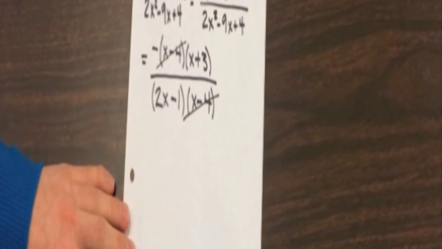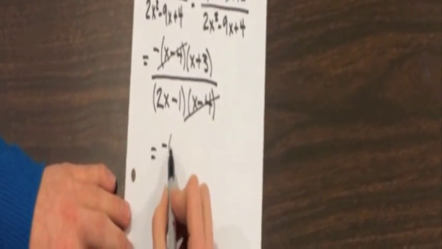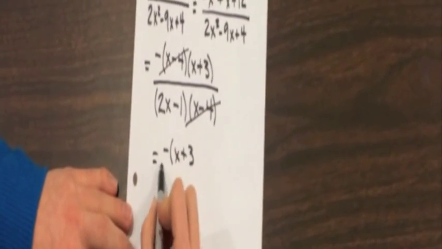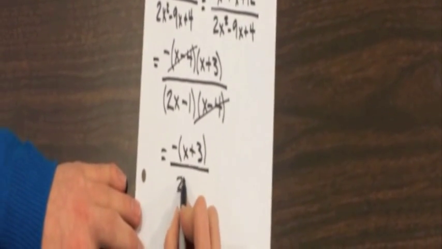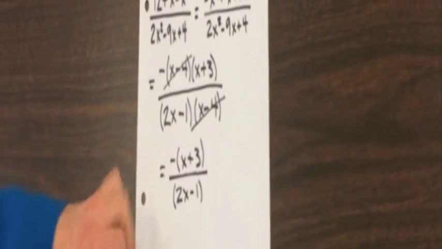That is our hole, which is now leaving this up here for negative x plus 3 over 2x minus 1, and that's your answer.